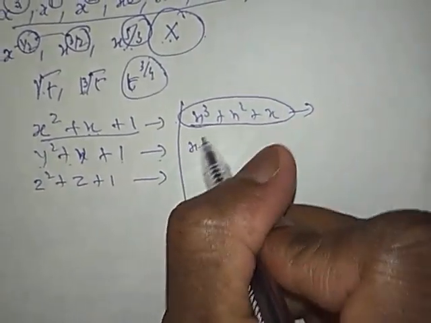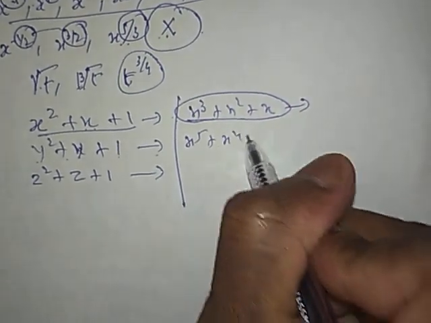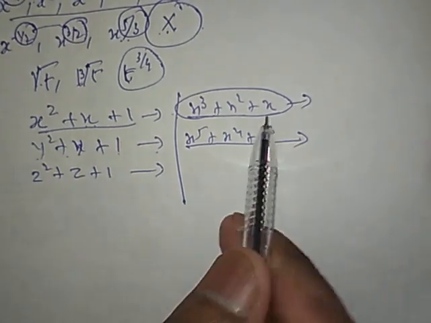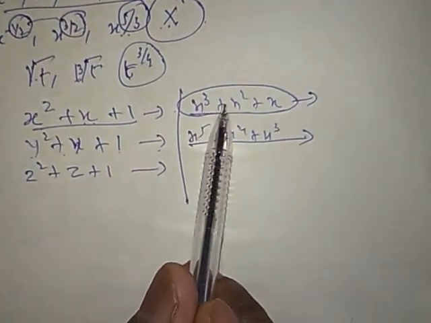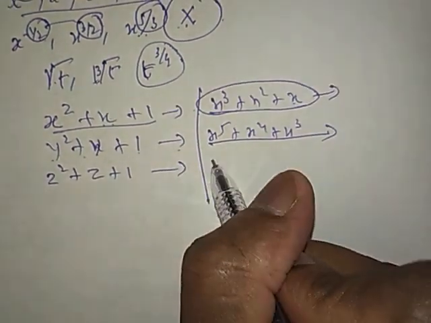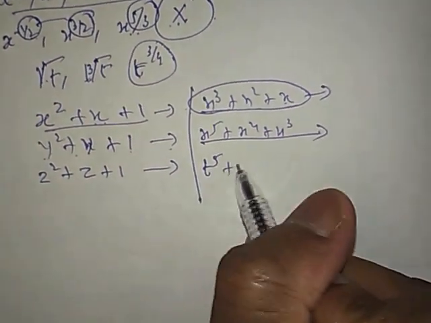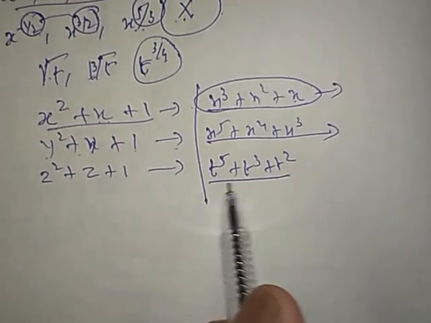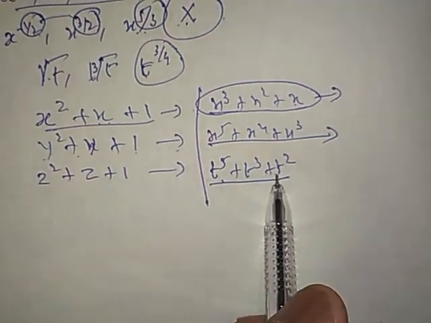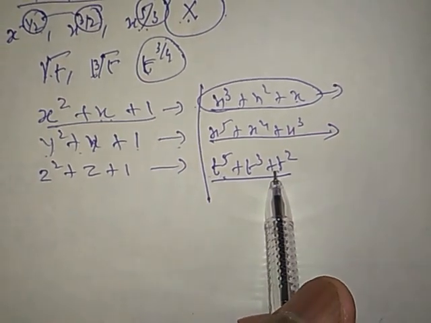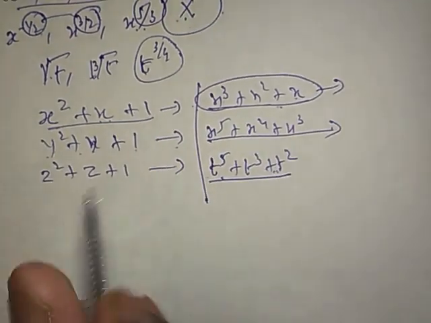Suppose it is x to the 5, x to the 4, x to the 3, anything, it is called one variable. What I mean to say is that there is only the variable x here. And if it is t to the 5 or t cubed or t squared, it is one variable in t, because the only variable here is t. So it is called one variable.